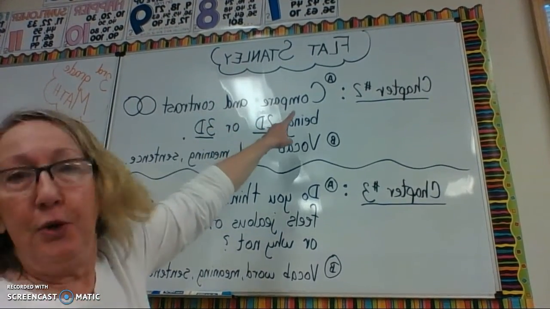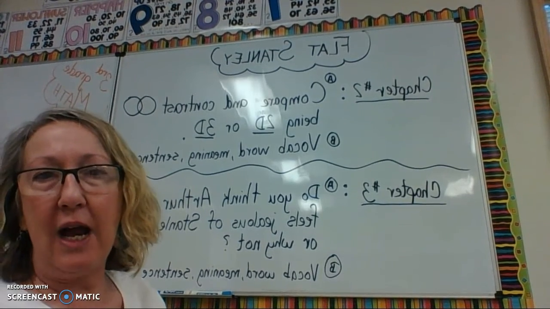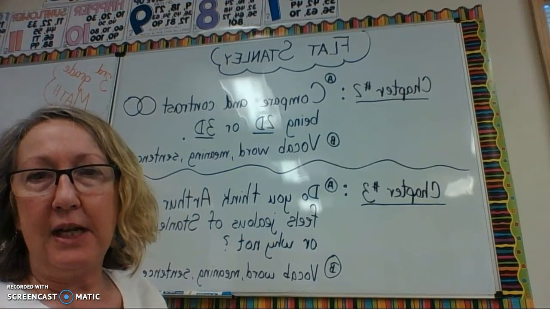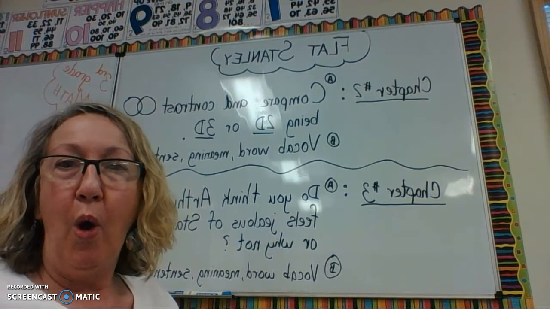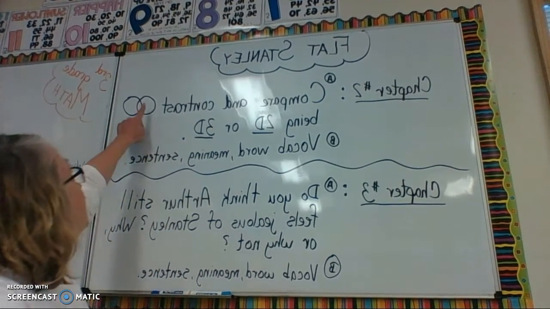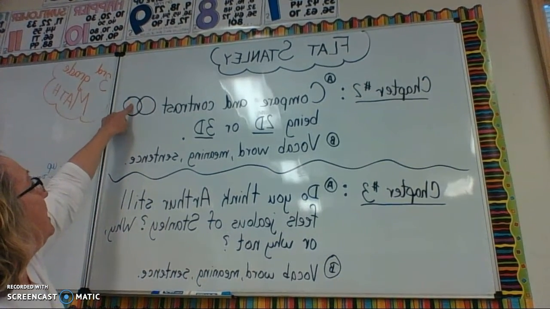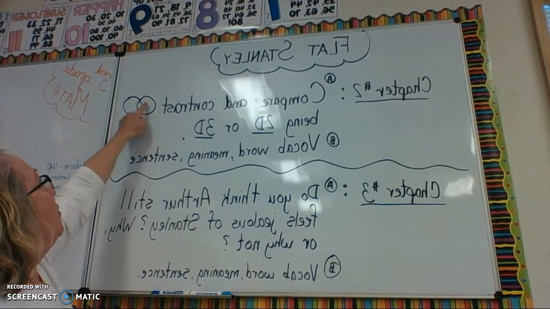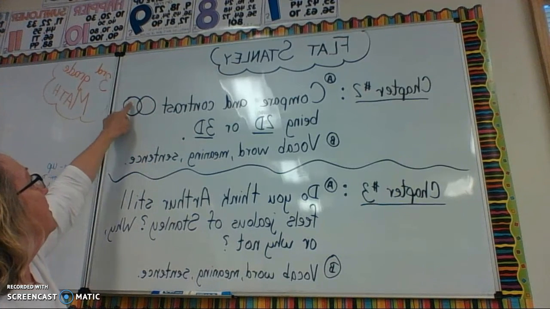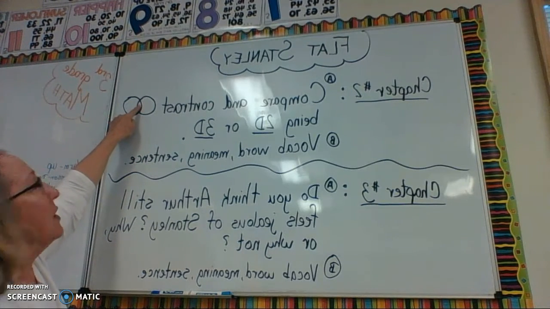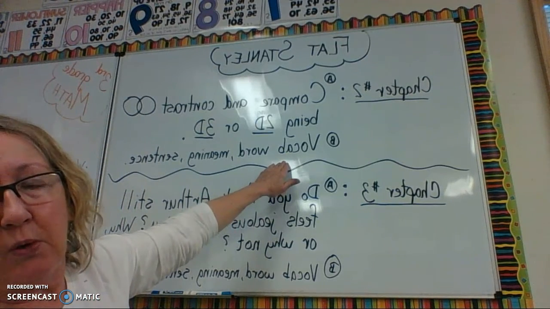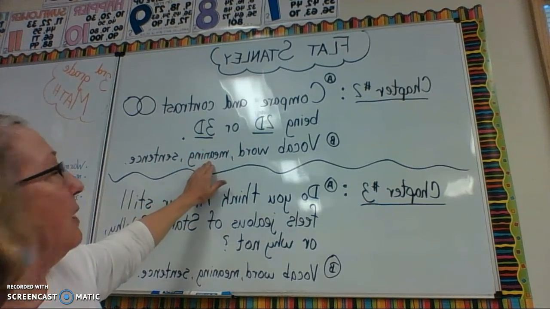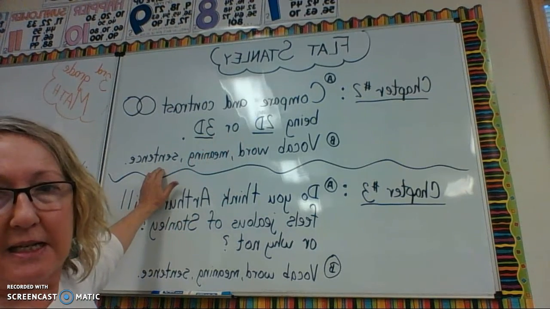For chapter 2, I want you to compare and contrast what it's like for Stanley as a 2D person and a 3D person. So, what things would be different? What's it like to be 3D? What's it like to be 2D? And what things are the same? Okay, so some things are different, some things are the same. I want you to choose your vocabulary word. Write down the meaning. Use it in a sentence.